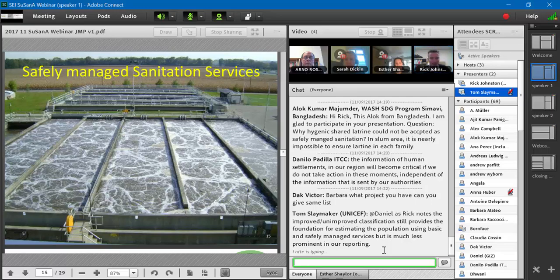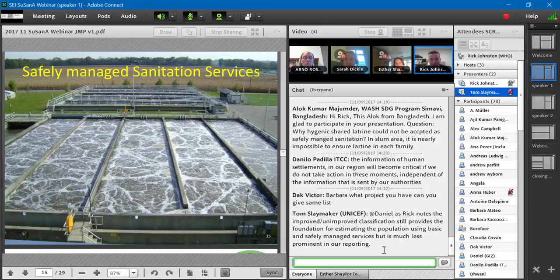So as Rick has highlighted, still quite a long way to go to get everybody access to a basic sanitation service, and that will be the indicator that is used for tracking progress towards SDG 1.4, which is universal access to basic services. But this top rung of the ladder that we're calling safely managed sanitation services is much more ambitious and has been a real challenge, both in terms of monitoring, but also in terms of achievement.